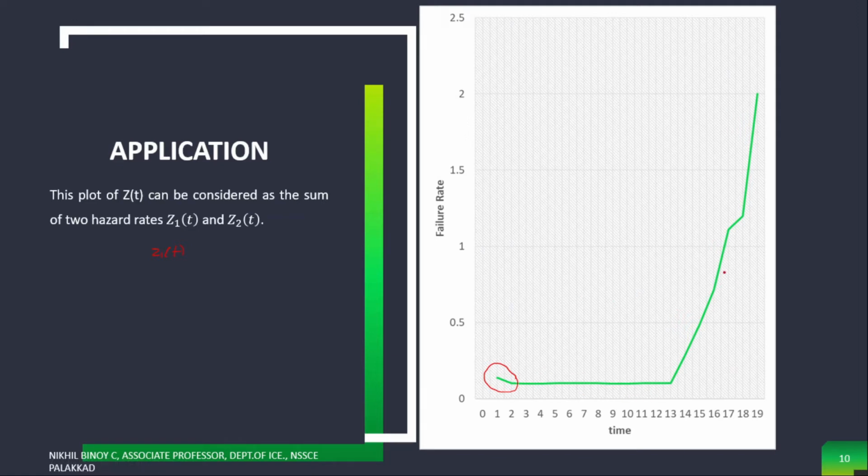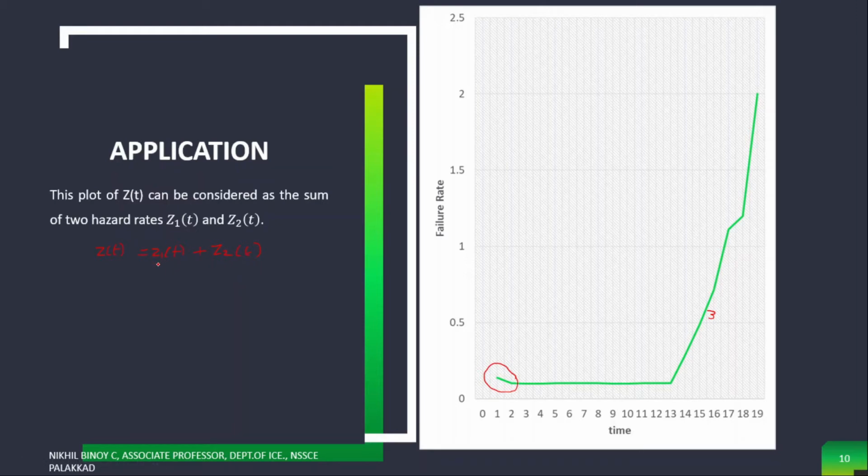Then what is the remaining portion? This one is the third region. This one minus this constant value, that is the next portion. So we can write it as Z2 of t. The actual failure rate shown in this figure is Z of t. We can split that into two parts. The first one is Z1 of t and the second one is Z2 of t.